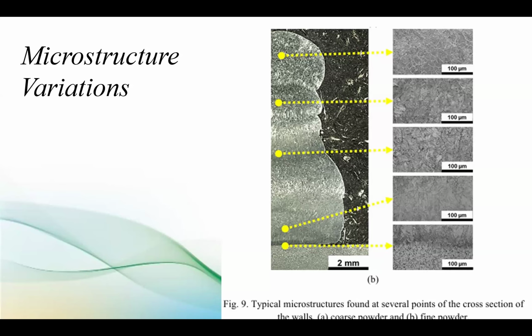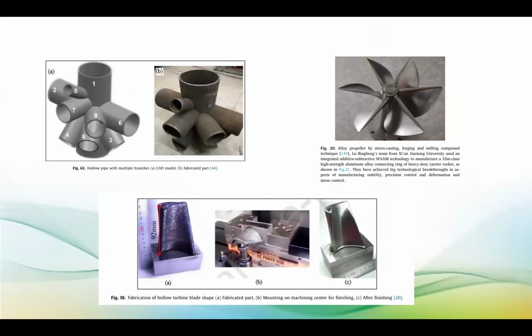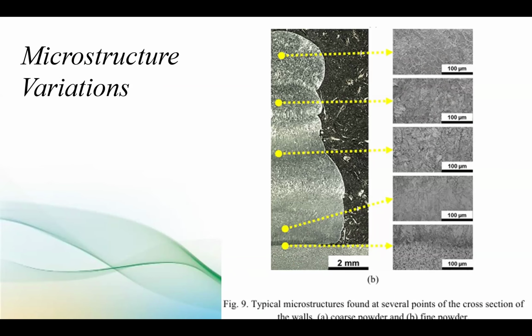Here, metal will be deposited layer by layer. In each layer, the top layer heat transfer will be more. In bottom layers, heat transfer will be less. Likewise, there is a variation in heat transfer. This causes a variation in microstructure. So that is one major limitation of this particular WAM process, variation in microstructure.